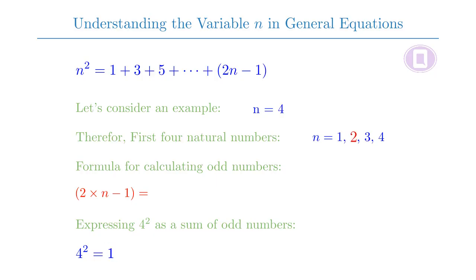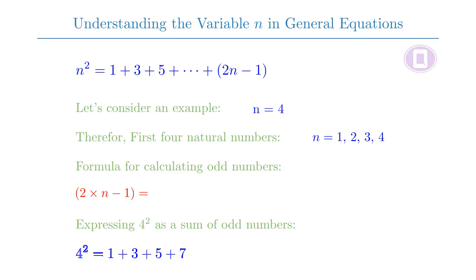Let us consider n equal to 2. We will substitute n in the odd number equation with 2. This will give us the second odd number, that is 3. This is the second odd number. Let us consider n equal to 3. We will substitute n in the odd number equation with 3. This will give us the third odd number, that is 5. This is the third odd number. Let us consider n equal to 4. We will substitute n in the odd number equation with 4. This will give us the fourth odd number, that is 7. This is the fourth odd number.